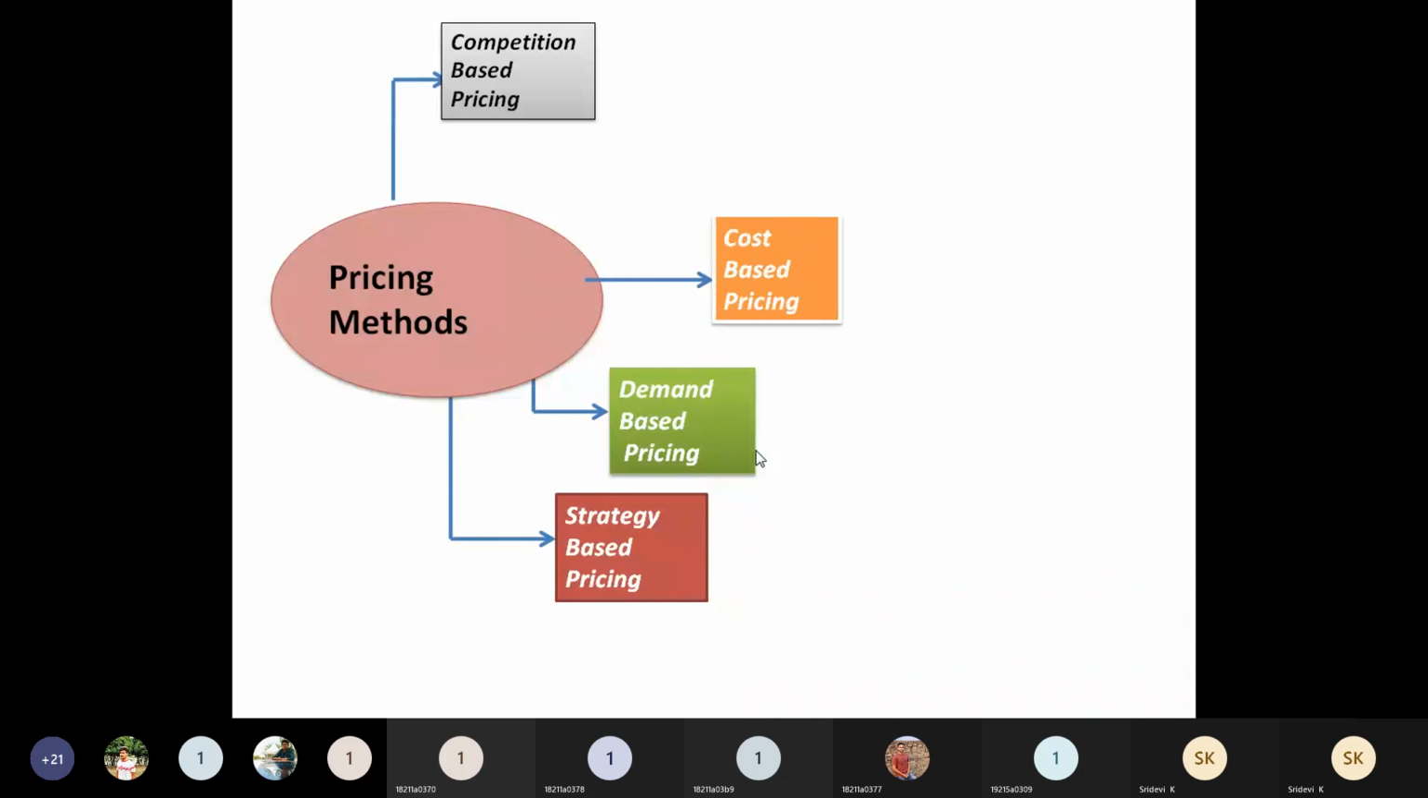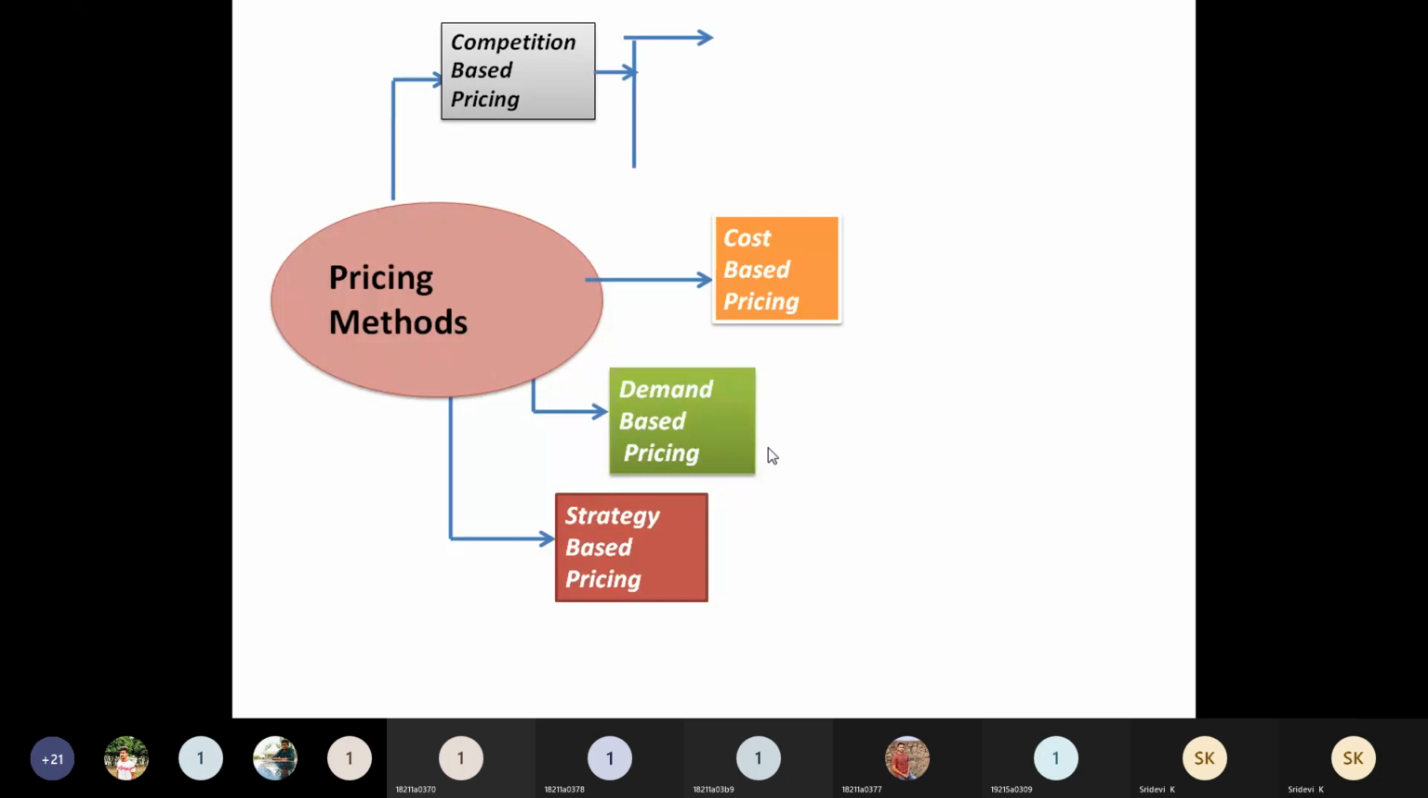And the other one is cost based. So always we think that the price of the product will be fixed based on what they have spent. Cost means expenditure to produce the product, and that will be considered in this type of pricing method. So what are the techniques that are available under each and every main technique?